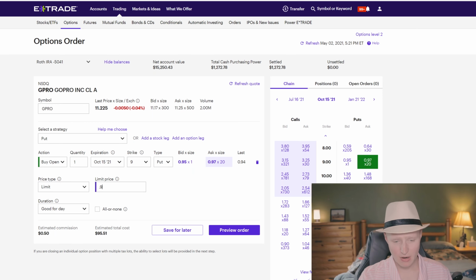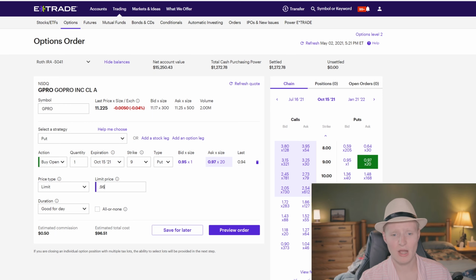And if you're worried about not getting filled, you could go up to like 9.5 or 9.6. But you really don't need to go much higher than that, because the chances of getting filled are pretty high, especially with a stock that has a lot of volatility or a lot of volume behind it. For the most part, you'll be pretty good.